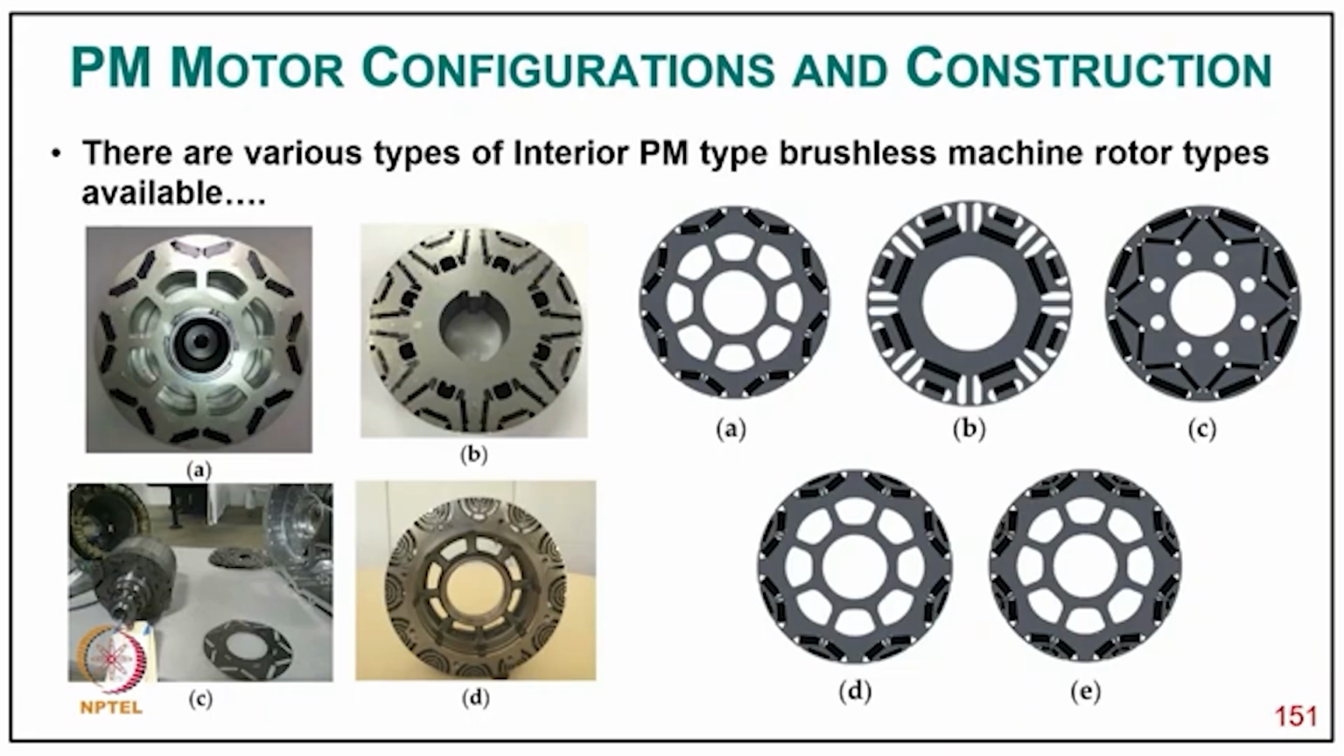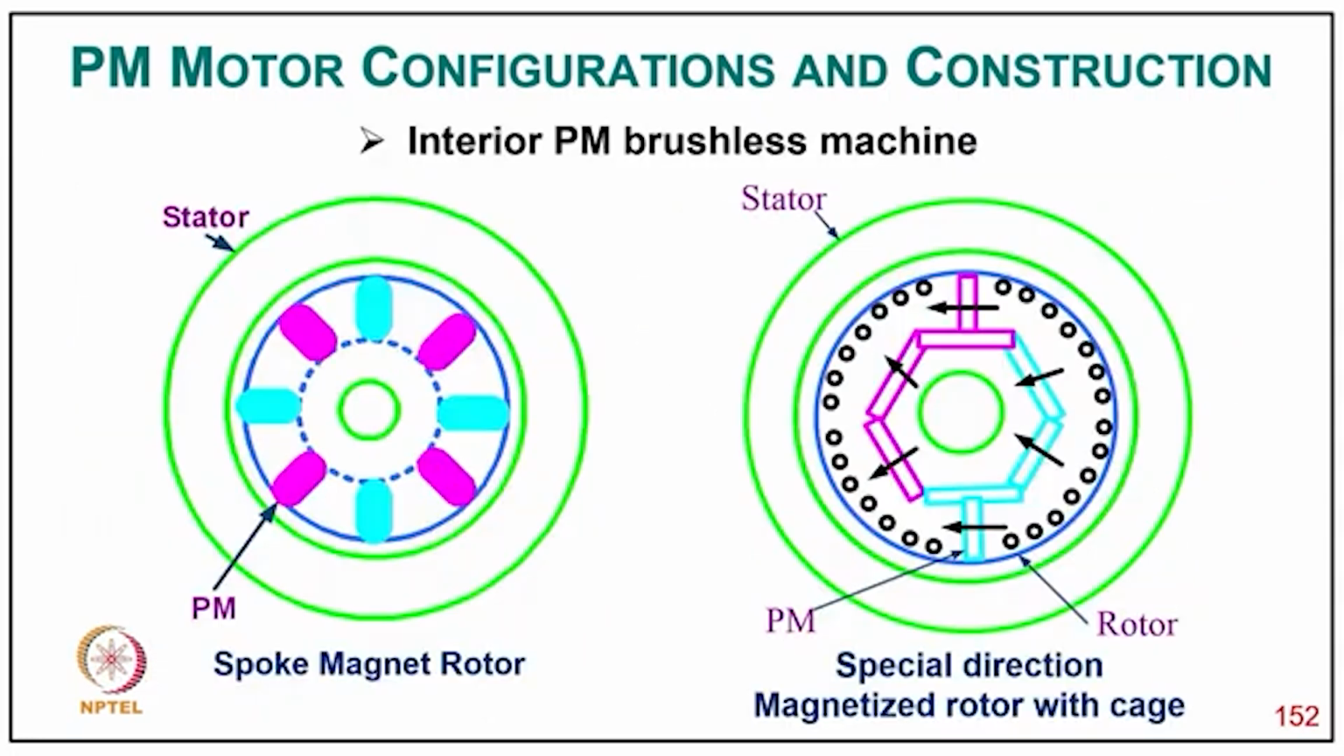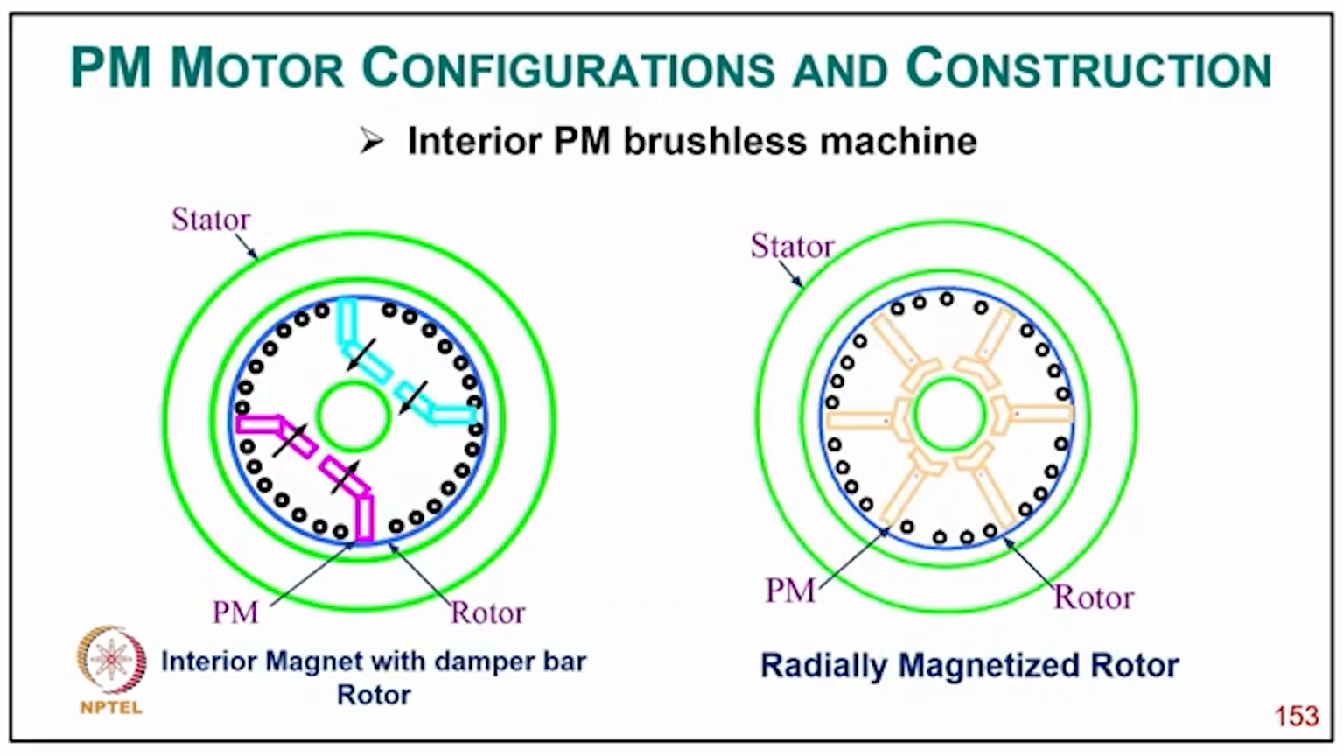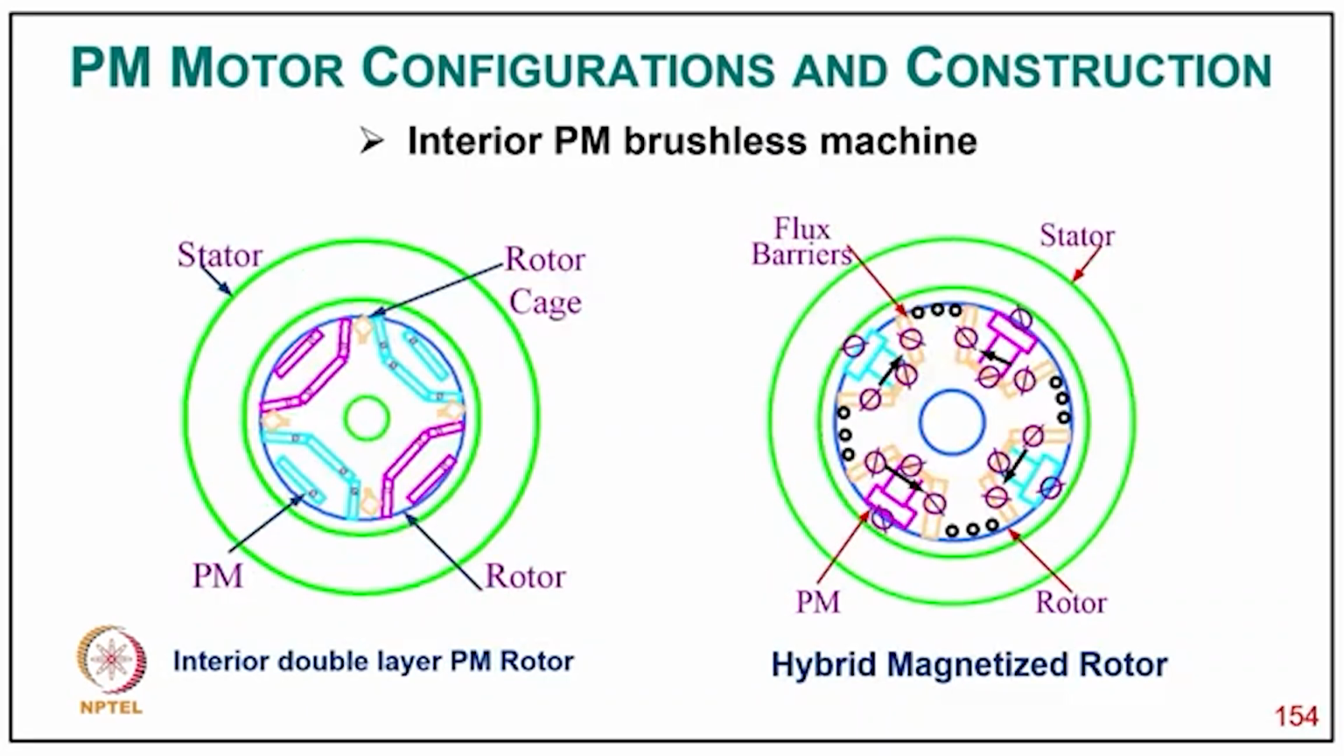As you can see, with the flux barrier where magnets are put, the machine geometry has a quite good saliency, because we put a rare earth magnet with air in the flux barrier. So the quadrature axis has a high reluctance, and the higher inductance is on the direct axis, with lower inductance on the quadrature axis. So it gives an inverse saliency, or an inverse construction compared to the conventional synchronous machine. And this is spoke magnet. People really try different kinds of special direction magnetized rotors. Then the interior magnet with damper bar, which you can call a line start motor, and then the radially magnetized motor.